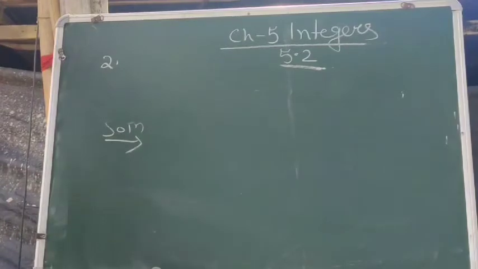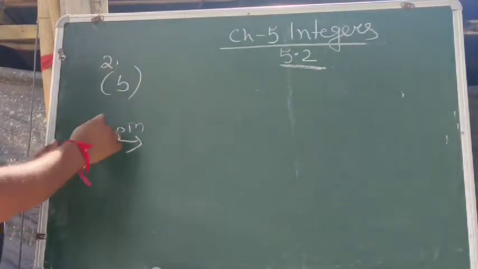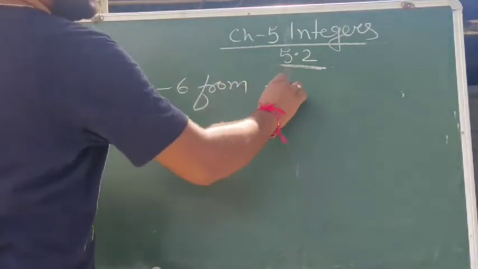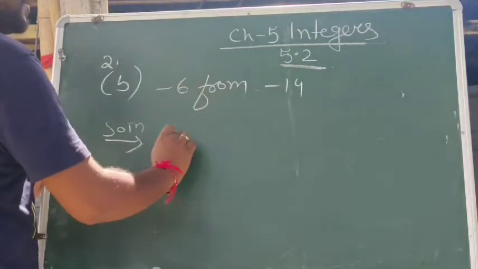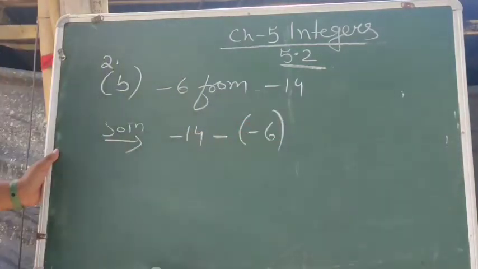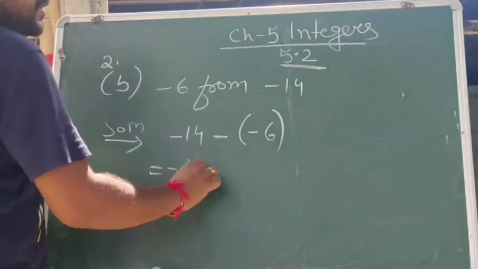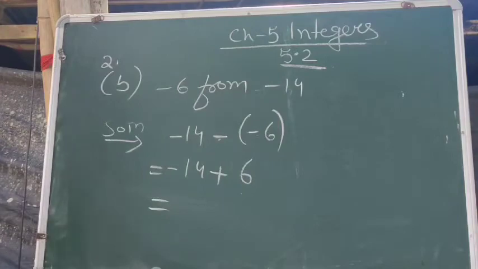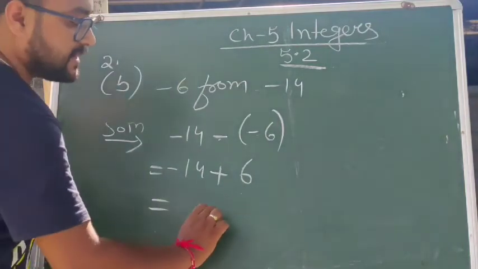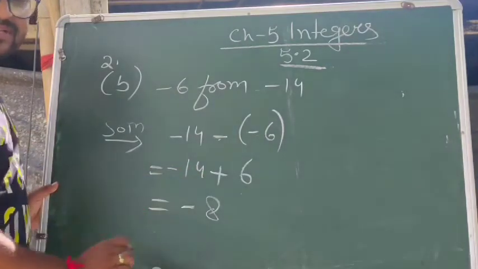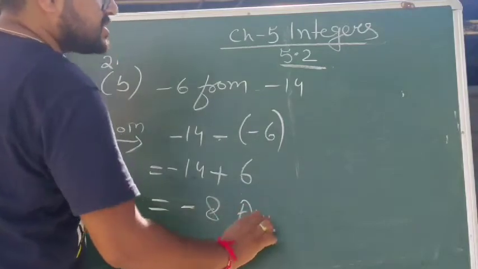Let us do number B. Here it is given minus 6 from minus 14. In the same process, minus 6 from minus 14 means you have to write minus 14, then again minus 6. Minus 14 minus minus 6, that means minus 14 plus 6. Now you subtract minus 14 plus 6. That means you will get 8. The sign before the greater integer is negative. That means the answer will be minus 8. So this is how you have to subtract.